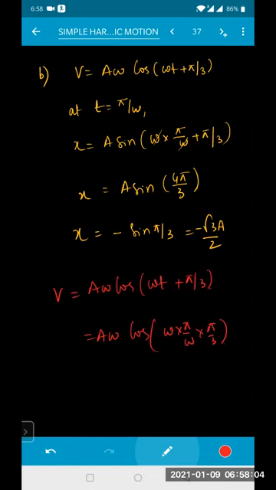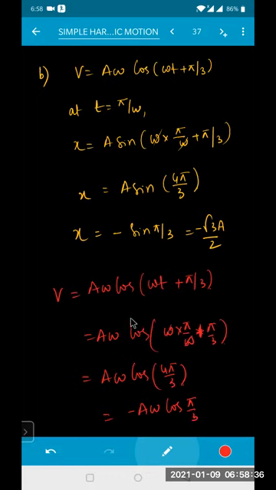What is the value of x we got, beta? x is equal to minus of root 3 a by 2. So in this one, this omega is also getting cancelled. So this will become how much for me? A omega into cos, again this will become how much? Plus. So pi plus pi by 3 is nothing but 4 pi by 3. So this will be equal to minus of A omega into cos of pi by 3.